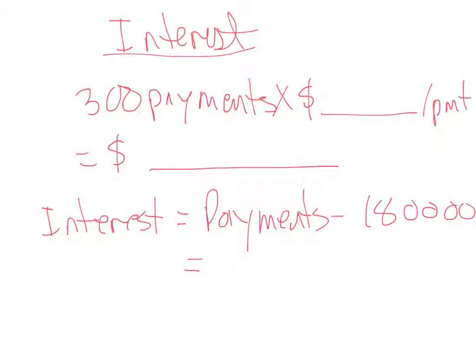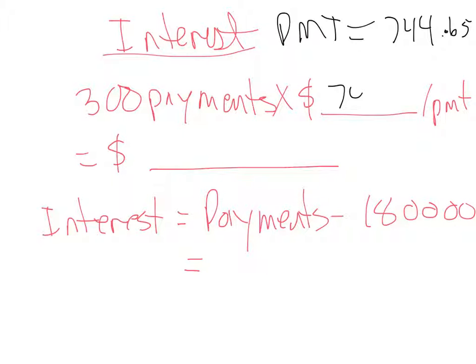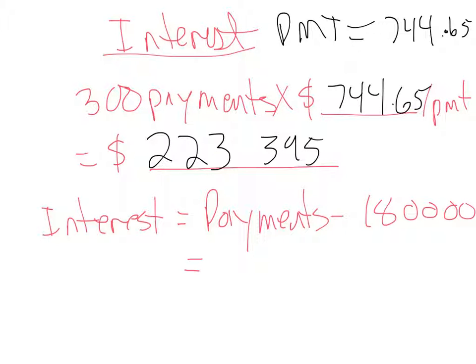So let's go on to the page. So the payments, PMT, happen to work out to $744.65. Okay, $744.65. And then we multiply that out by our 300 payments, and it works out to be approximately $223,395. So that's what we paid for the house. Right? This is what we paid for the house.